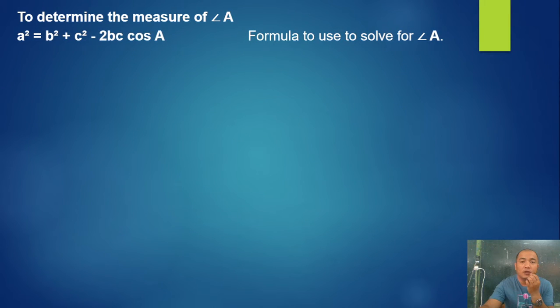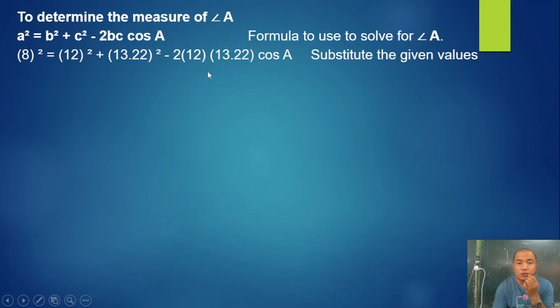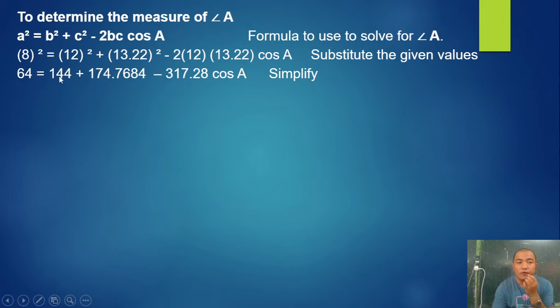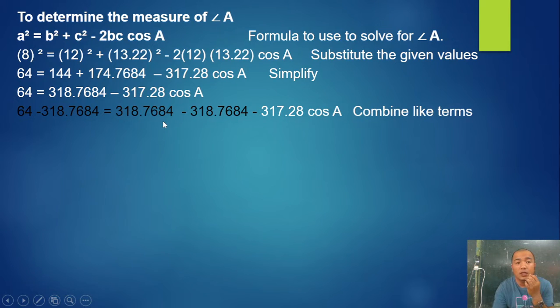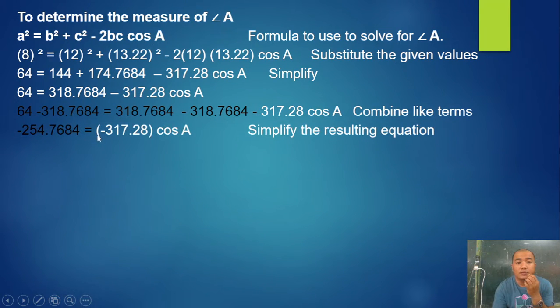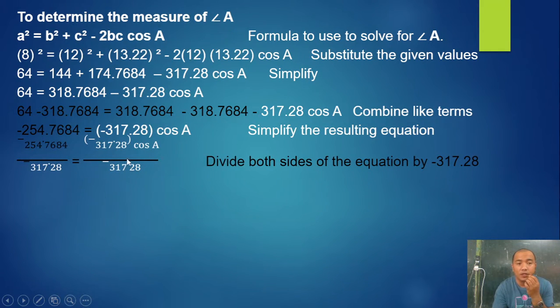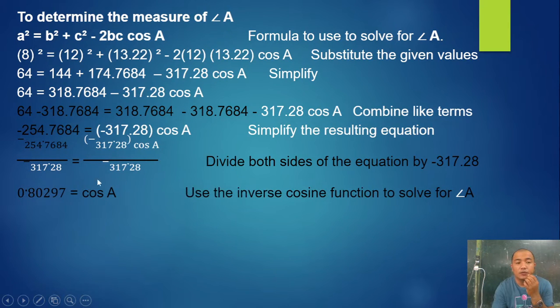Now to determine the measure of angle A, we still use the law of cosines formula, which has the cosine A. Then substitute: 64 equals 144 plus the square of 13.22, which is 174.7684, minus the product of 212 and 13.22, 317.28, times cosine A. Then combine like terms and divide both sides by negative 317.28. So cosine A is equal to 0.8297 using your scientific calculator.